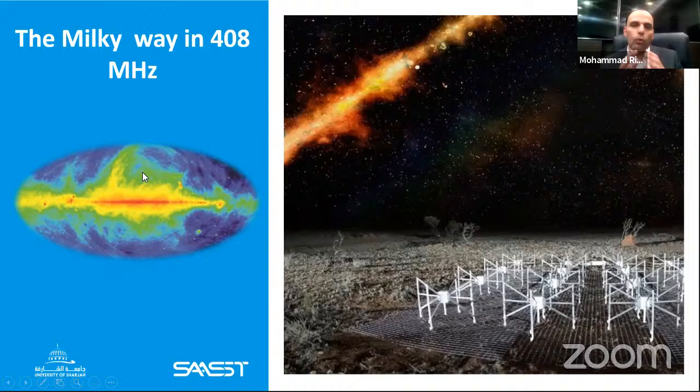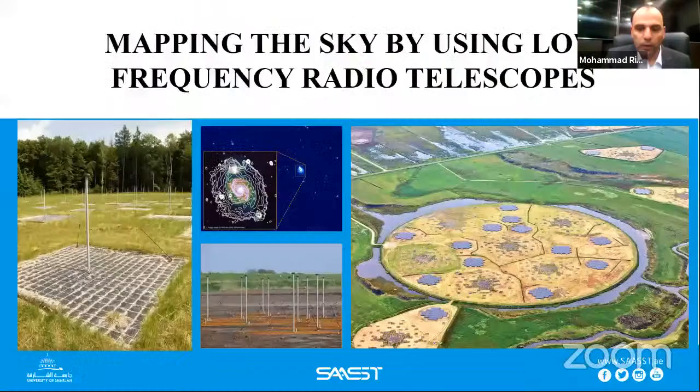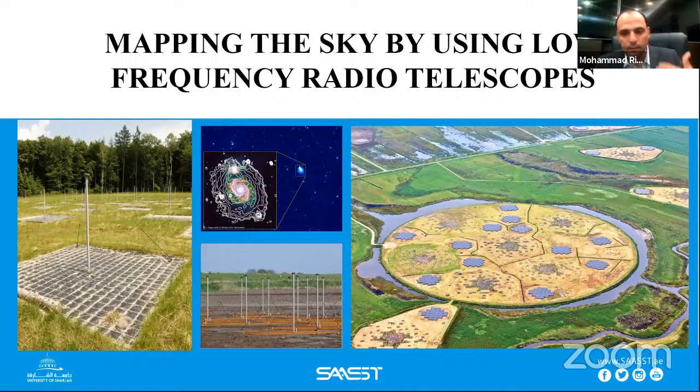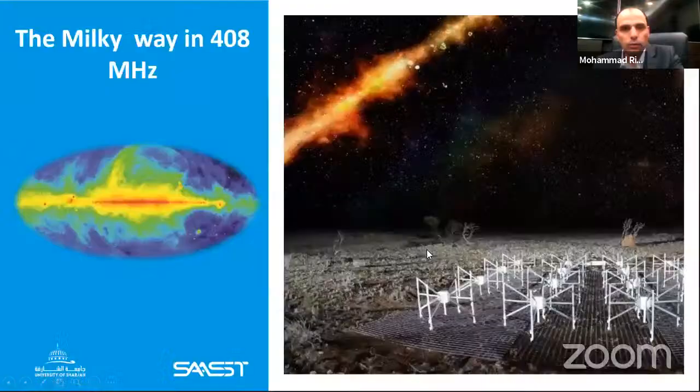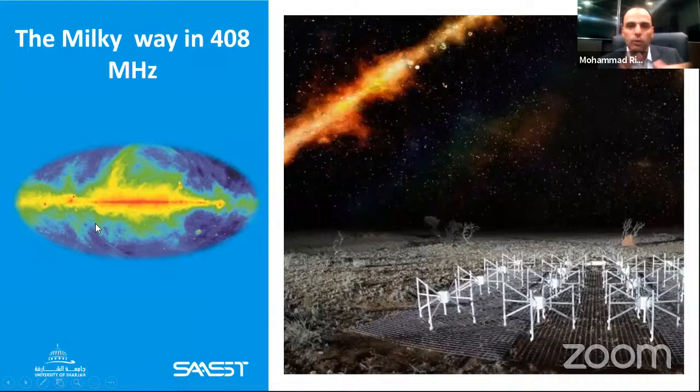Instead of drawing the map like this in contours, to make it easy to understand and imagine, instead of these numbers and contour lines, you can use colors. You can color it like a geographical map, where you see the mountains colored in brown and the plains colored in green. So this is the intensity of the radio wave at this frequency, 408 megahertz.